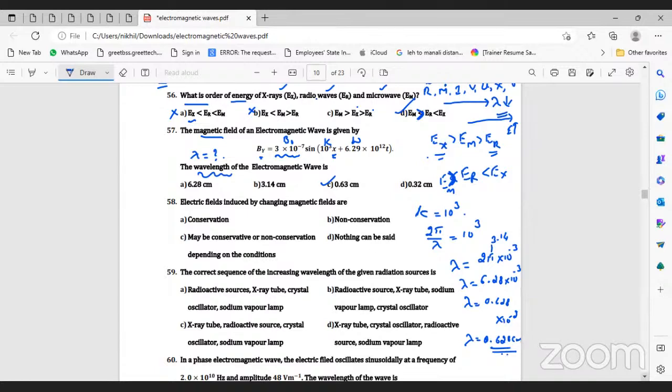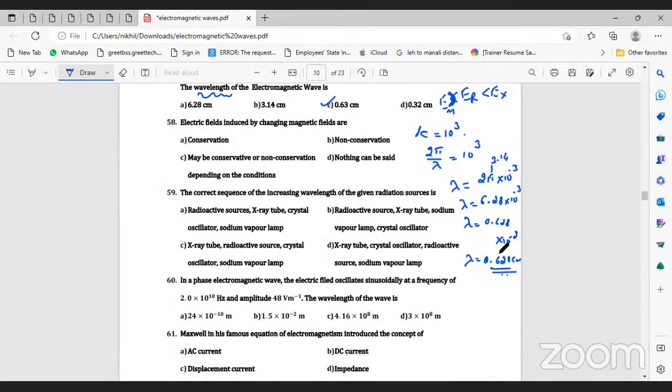Now, electric field induced by changing magnetic field. By changing the magnetic field, you can induce the electric field. That is non-conservative. It is a non-conservative law.